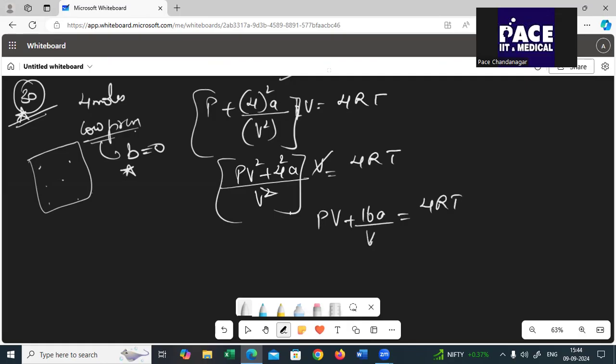16A by V is 4RT. Now PV is equal to 4RT minus 16A by V, 4 common, RT minus 4A by V. So there V, let that be V there, P को right side भेज दो, you will get your answer. That's it. Option 2 is your answer there.